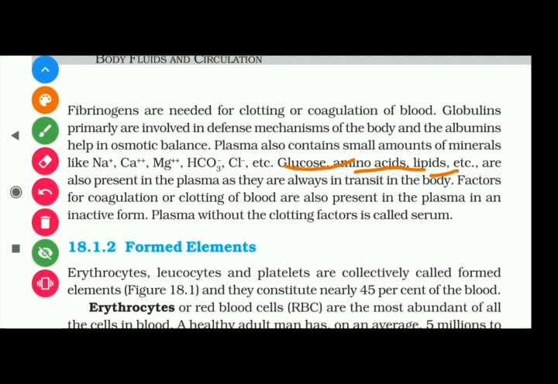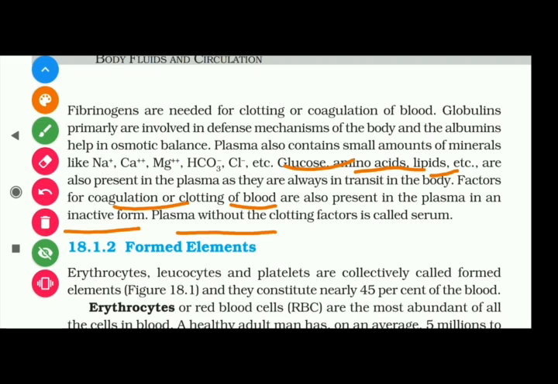Now factors for coagulation or clotting of blood are also present in the plasma in an inactive form. Some factors for clotting of blood and coagulation are present in the blood in inactive form, and plasma without the clotting factor is called serum. If the clotting factor is absent inside the plasma, that's why it is called the serum.